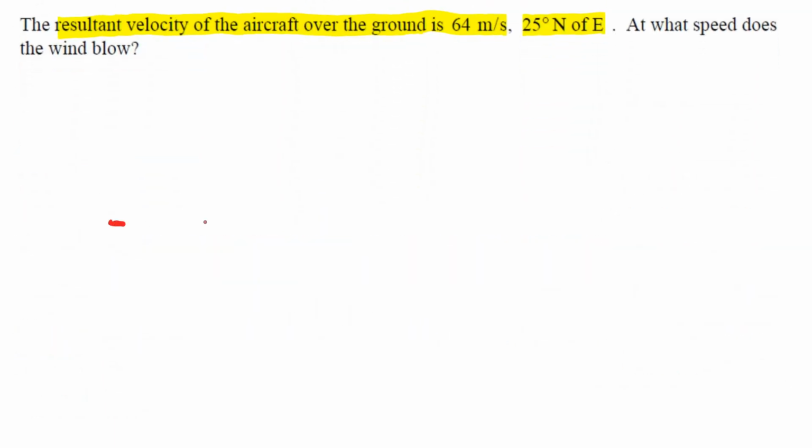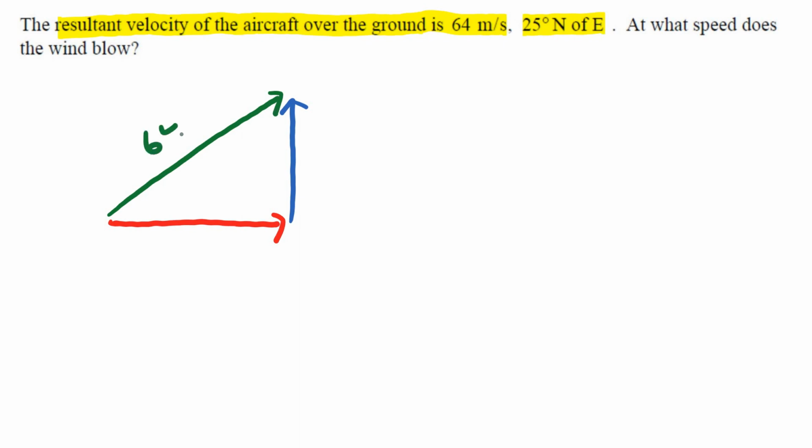Let's go ahead and make a right angle triangle here. The pilot was pointing the plane due east, and then we have a wind vector that's blowing from the south. That gives us this resulting vector right here. So we connect the vectors head to tail. This has a value of 64 meters per second, and the resultant vector also has a direction of 25 degrees north of east. Let's put a right angle box right there.